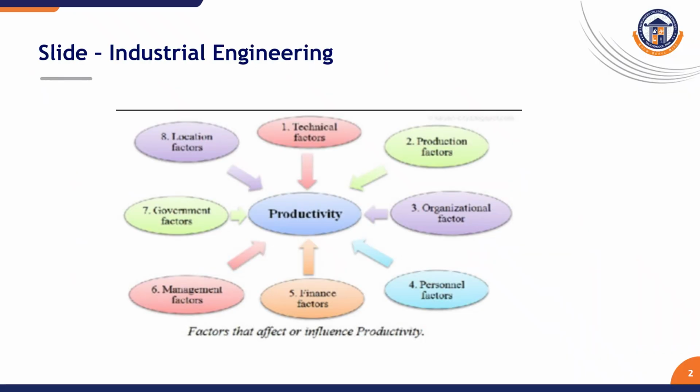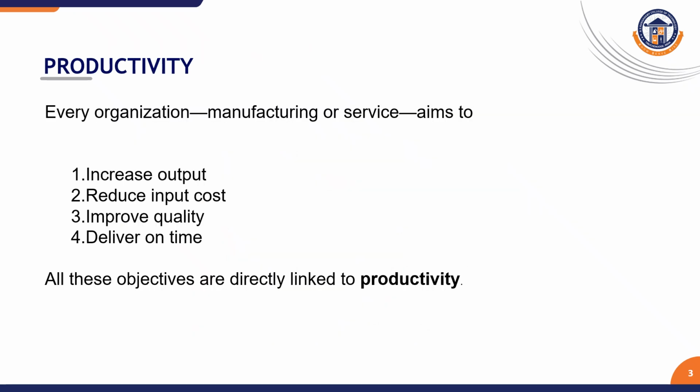Now, look at this chart. These are the factors that affect or influence productivity. One is technical factors, two is production factors, three is organizational factors, fourth is personal factors, fifth is finance factors, sixth is management factors, seventh is government factors, eighth is location factors. So these are basically a broad outline of the factors which affect productivity. But we'll go deep into it and find out what the meaning of productivity is.